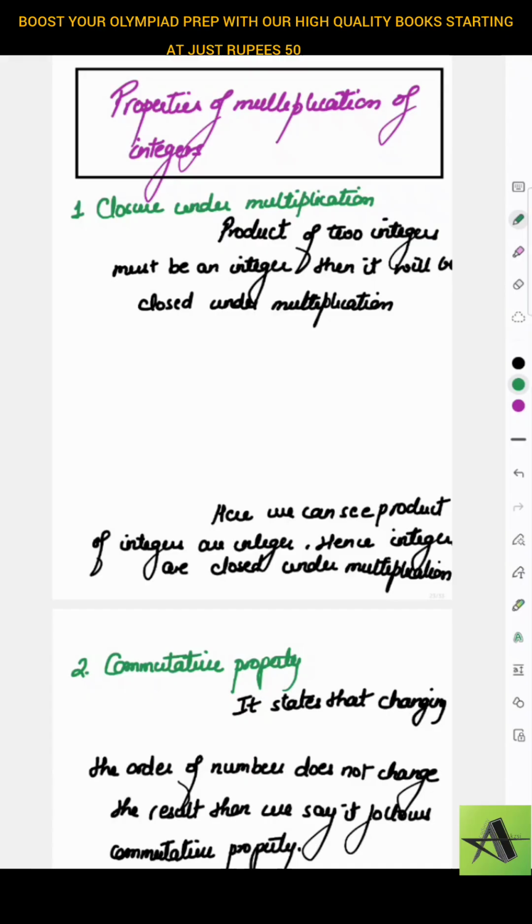That means suppose I'm taking 2, this is my integer, and when I multiply it with 4, which is also an integer, my answer would be 8, that is again an integer. So that's called closed under that particular operation, and hence it's closed under multiplication. I can give you another example as well. Minus 2 multiplied by 3 will give me minus 6. So you can clearly see both of them and the final result are all integers.